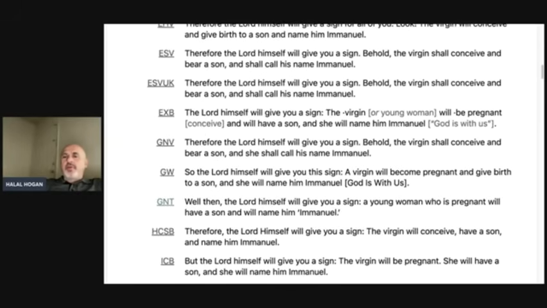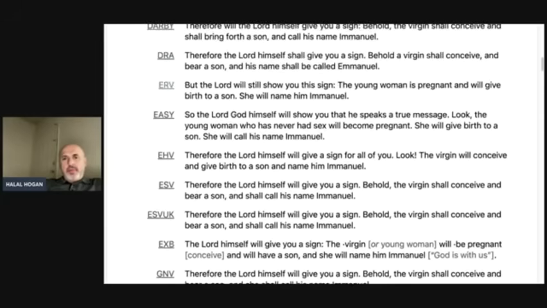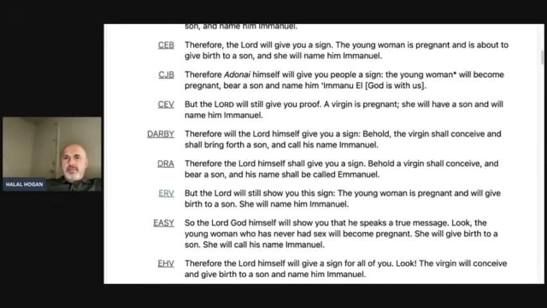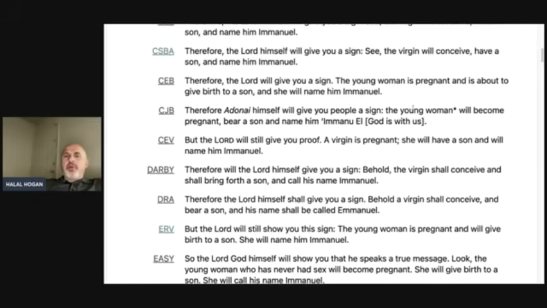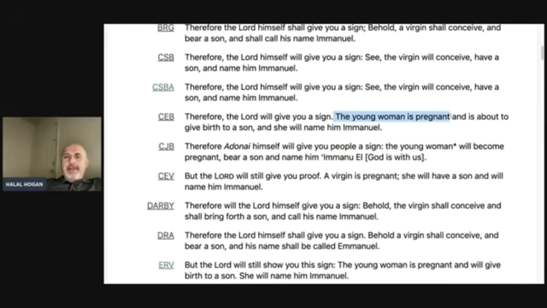Exegetical Bible puts virgin but gives young woman as an option. Why? The young woman is pregnant. Okay. Complete Jewish Bible: the young woman will become pregnant. Common English Bible: the young woman is pregnant.